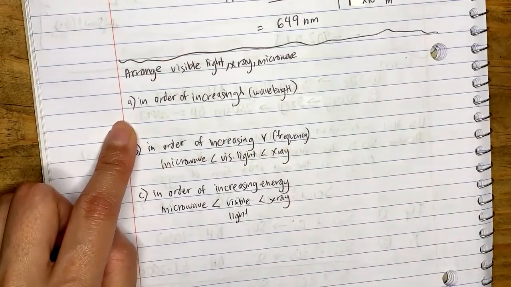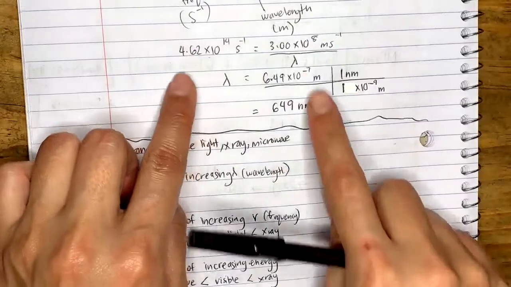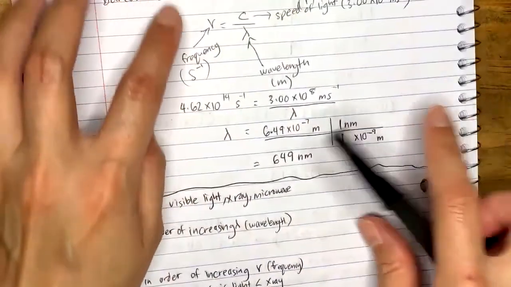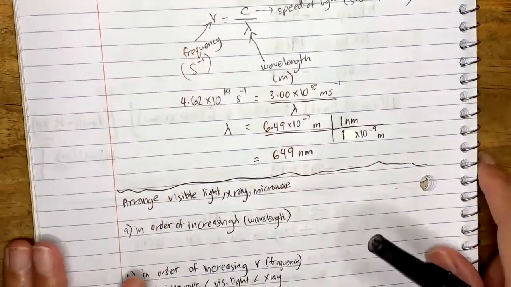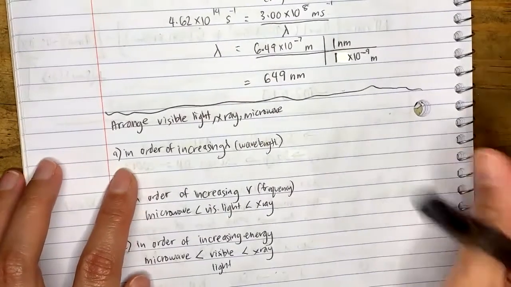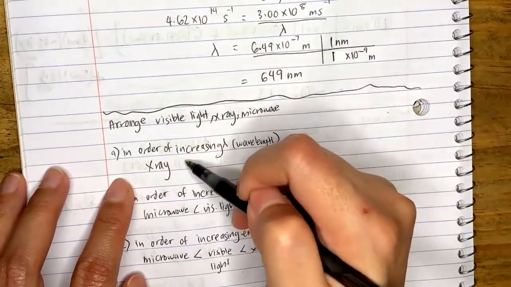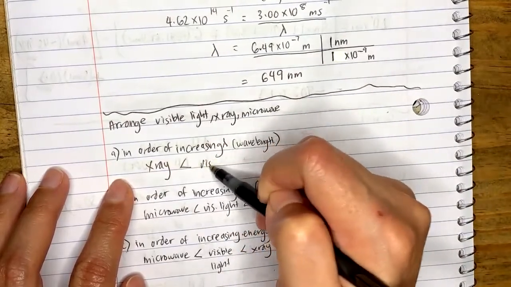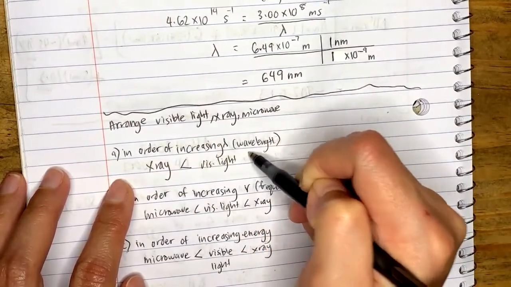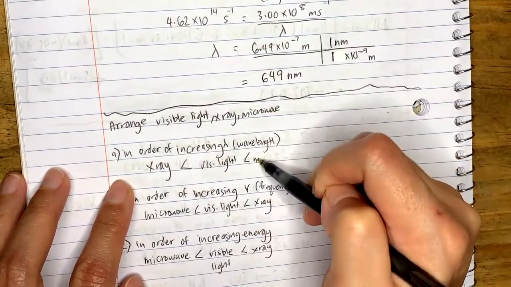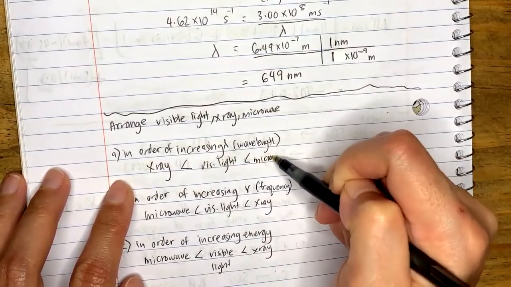Wavelength is the opposite of frequency, right? You see how wavelength and frequency are opposites here. So wavelength will be the opposite. That means X-ray is the smallest, then you go up to visible light, and the longest wavelength we have in this case is microwave.